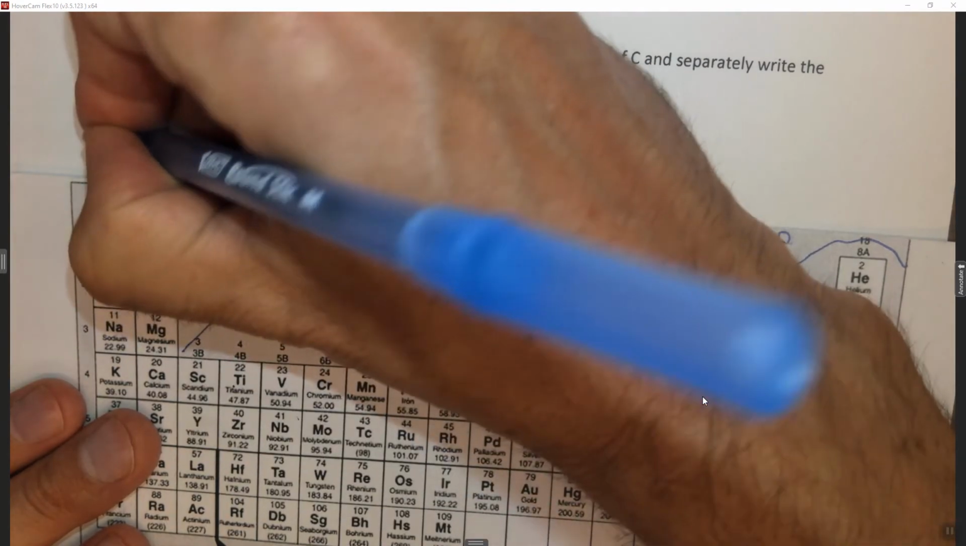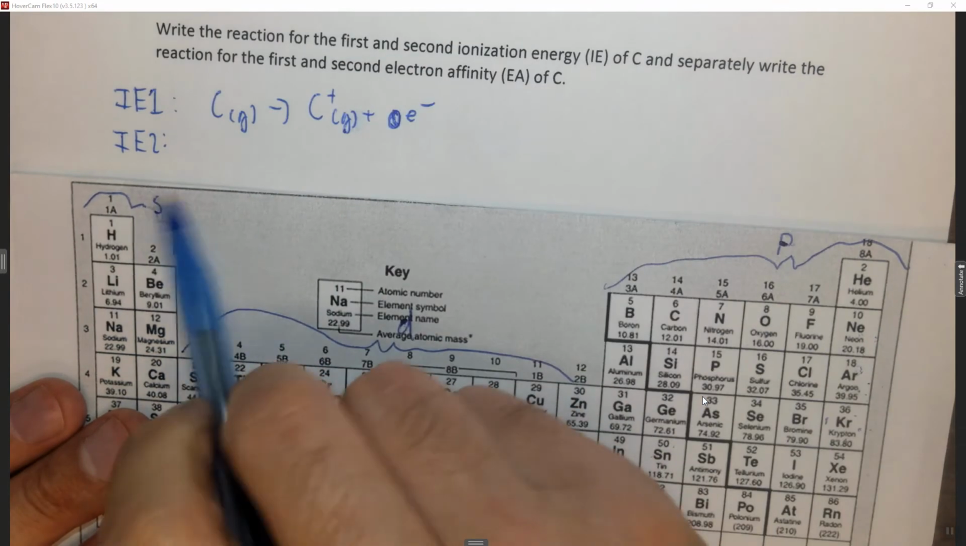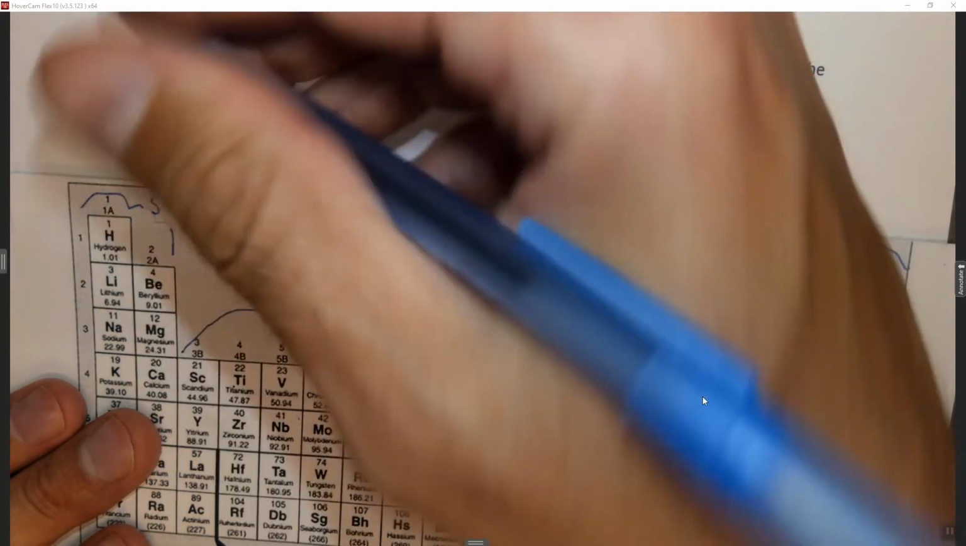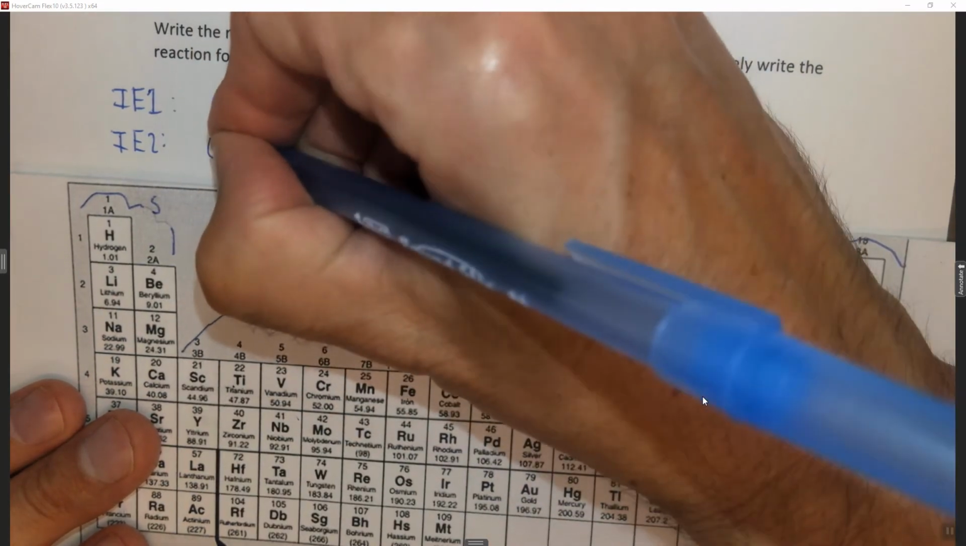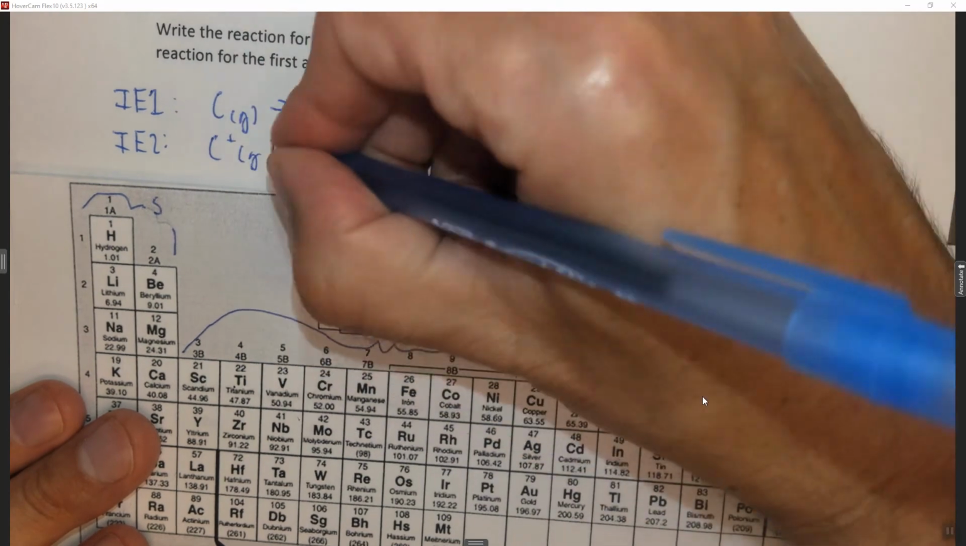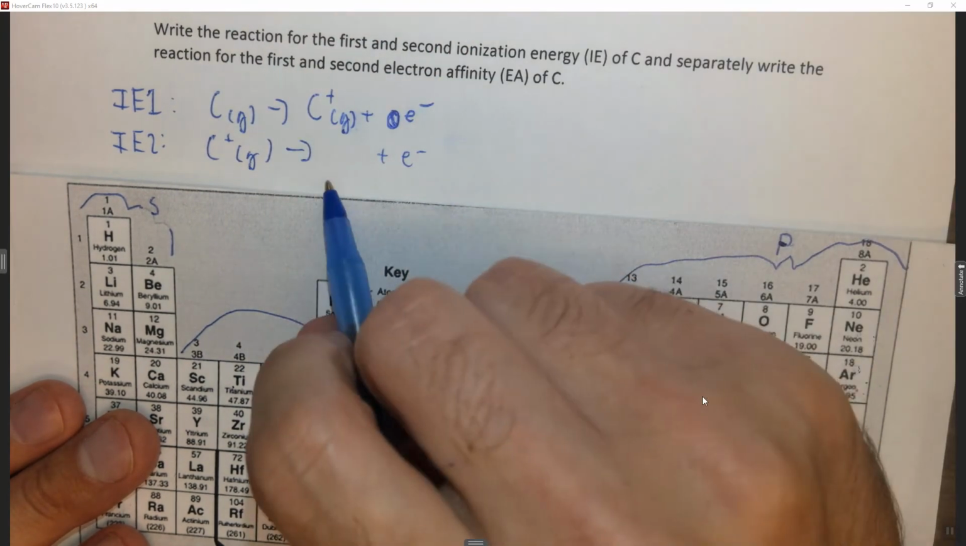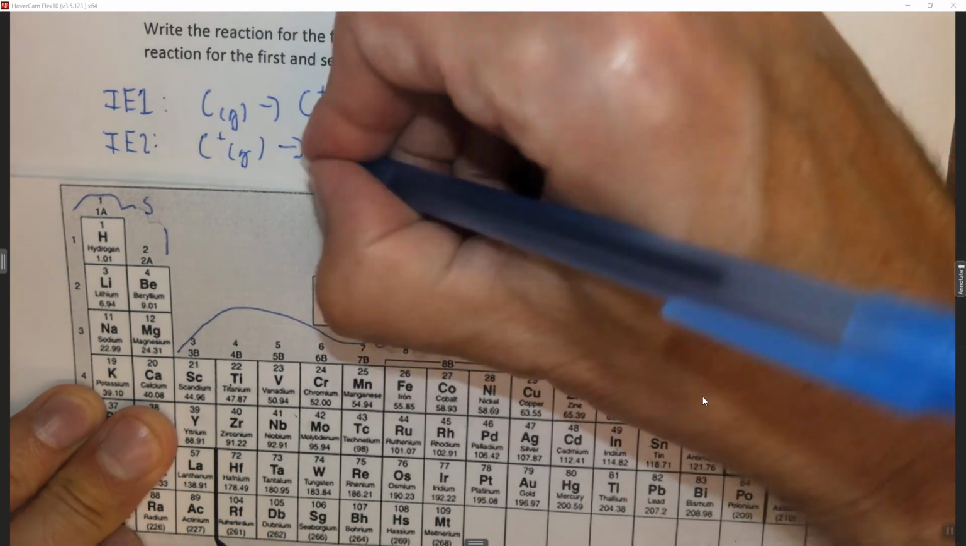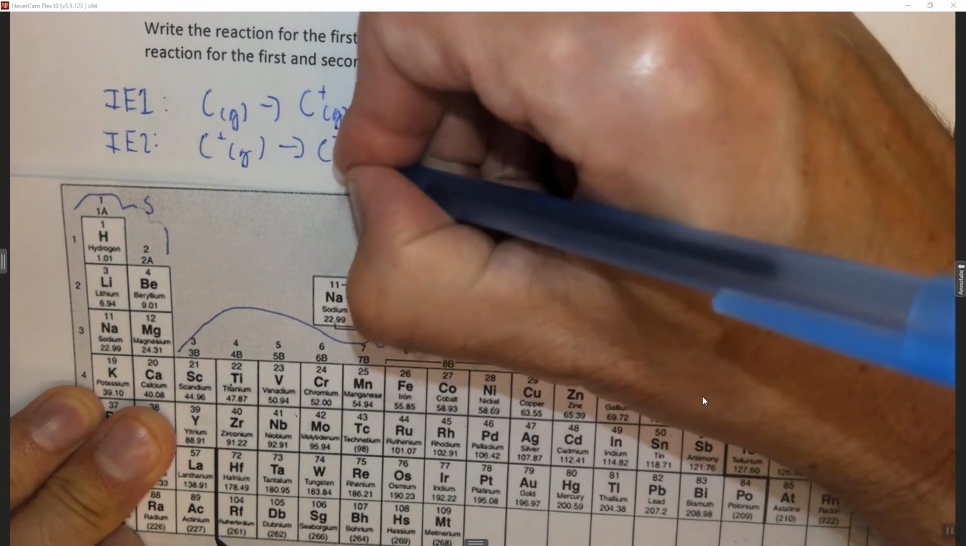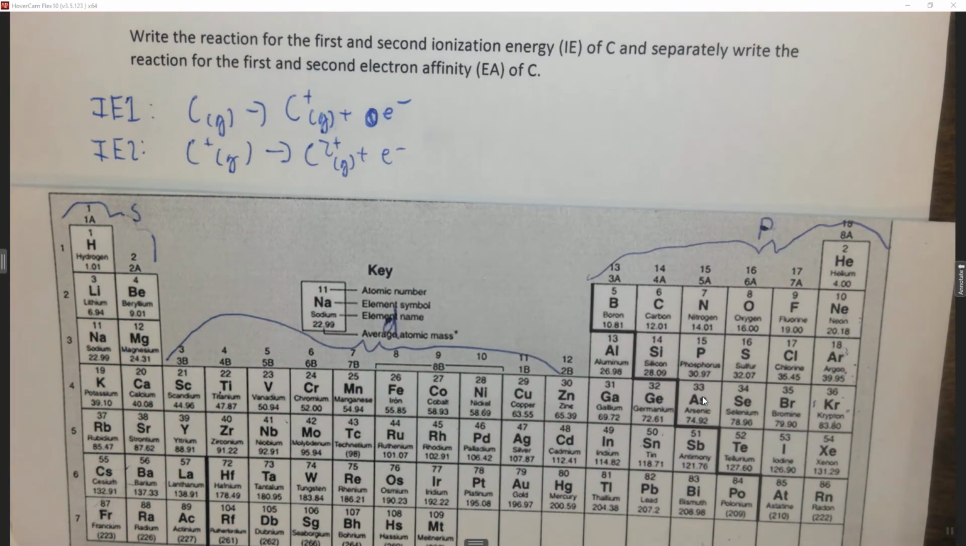For the second ionization energy, it's the energy required to take the second electron away. So it's already C+ in the gas phase, and we're going to get something plus another electron. Well, what's going to be the charge on carbon if it loses a second electron? It's going to be C2+, and it has to be in the gas phase. The gas phase thing is just by definition. So that is basically how it works.